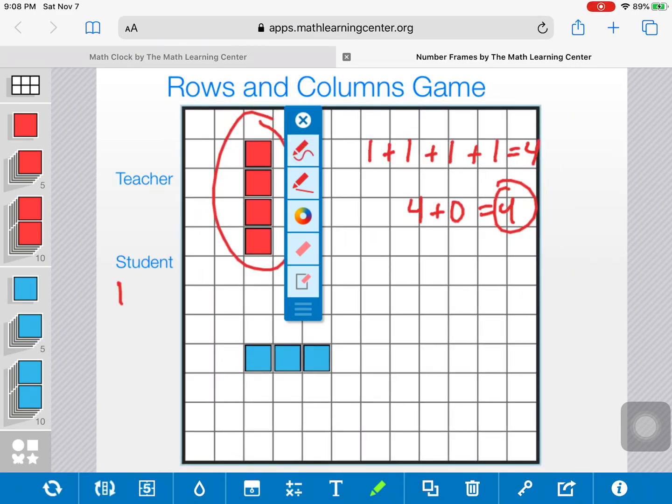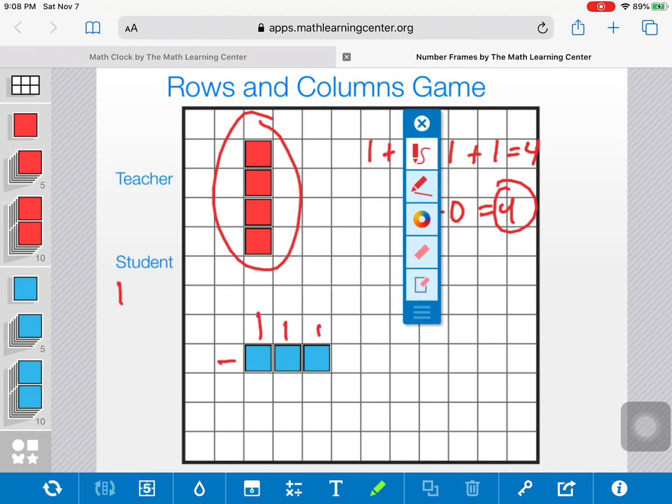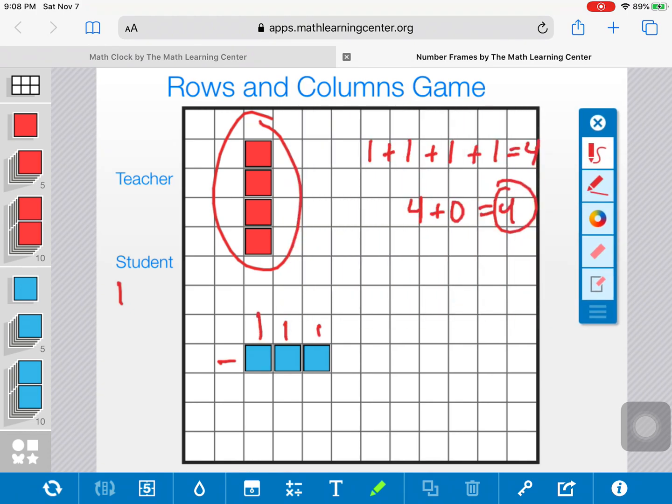All right, so now that you have 1 row and 1, 2, 3 columns, what equation could you use to represent your array? Excellent. You could do 1 plus 1 plus 1 equals 3, or 3 plus 0 equals 3. So for this round, it looks like my total was greater. 4 is greater than 3, so I would get the point.